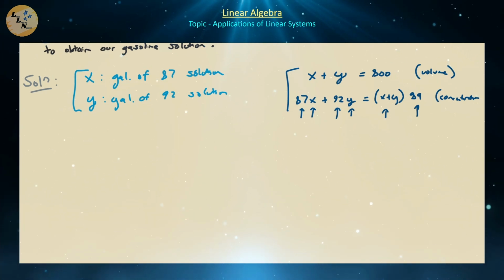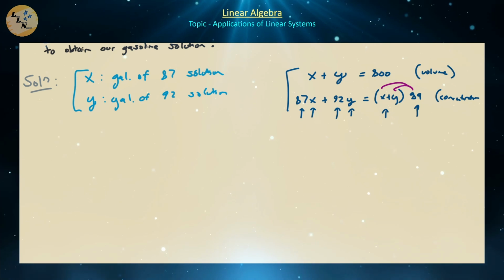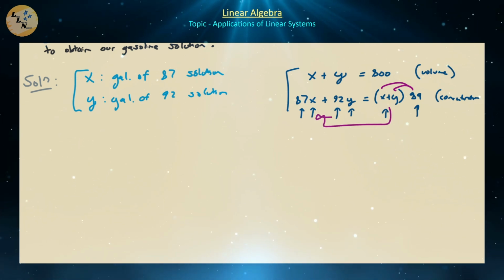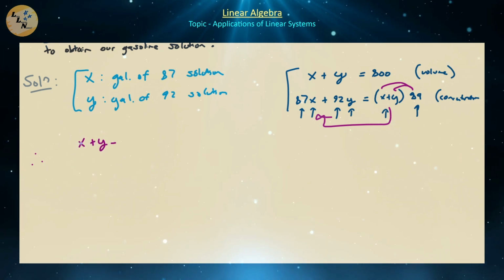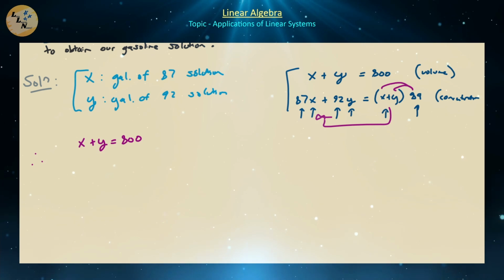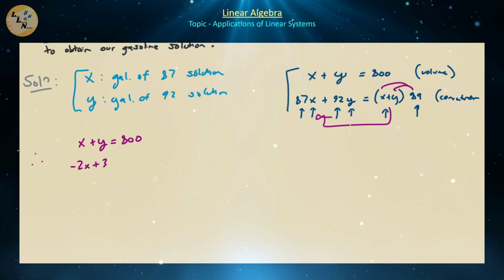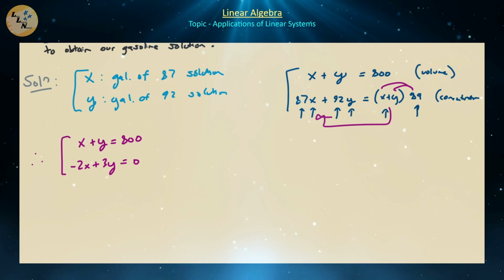So the first thing I want to do is distribute this 89 on the right hand side and then shift both of those over to the left hand side. So we're going to have 87x minus 89x and 92y minus 89y. Once I rearrange that, that's going to give us the system x plus y is equal to 800 and minus 2x plus 3y is equal to 0. We can easily represent this as a matrix equation if you're more comfortable with that, or you can use Gaussian elimination on this system of equations. Whichever way is more convenient for you is perfectly fine with me.